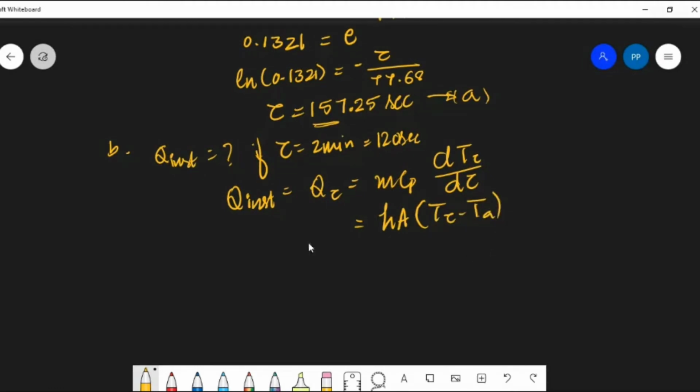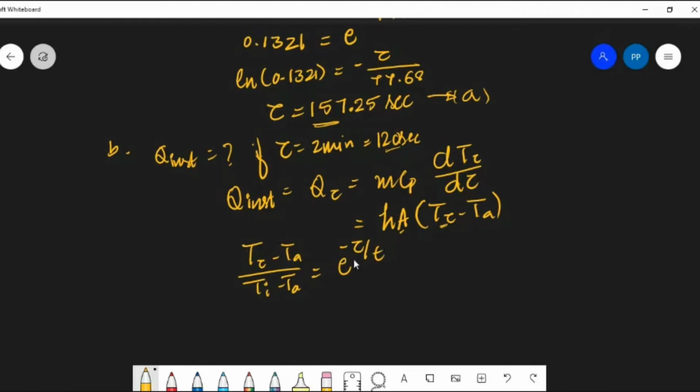Okay, we have these two equations to find out the instantaneous heat transfer rate, where A will be the surface area of the object. So here it is the surface area of the sphere, and T tau is the temperature at the surface at 1/20th second. So first let us calculate the temperature. So we have the above equation. T tau minus Ta divided by Ti minus Ta will be equal to e to the power of minus tau by T.